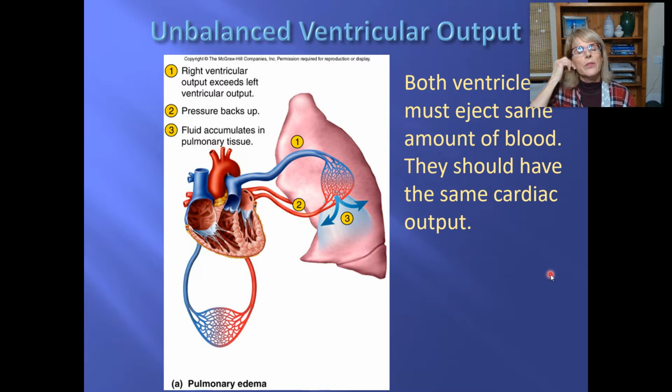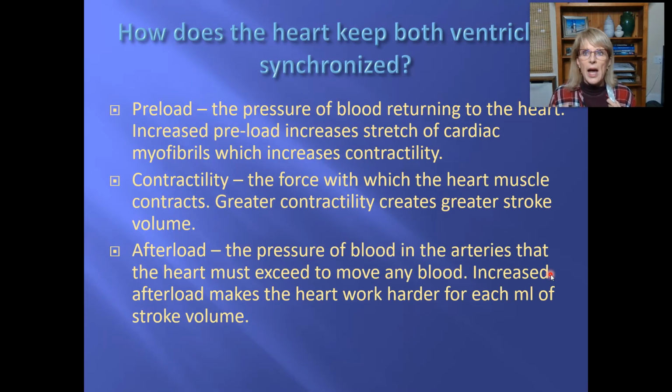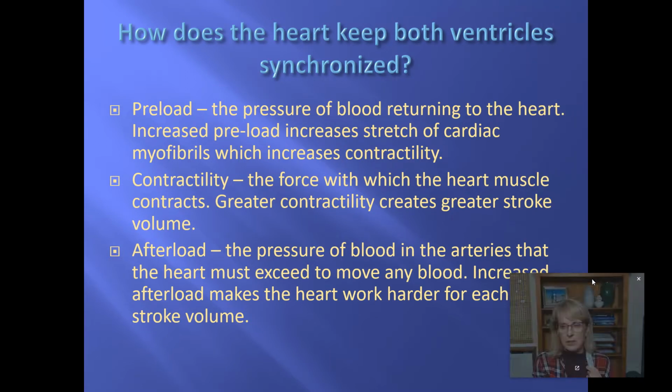And we said that when the two ventricles are not synchronized, either there will be excess fluid accumulating in the lungs and the patient will be drowning, or there will be excess fluid accumulating in the legs and the abdomen, causing swollen legs or fluid in the abdomen. So the question is, how do things stay synchronized? How does everything stay balanced?